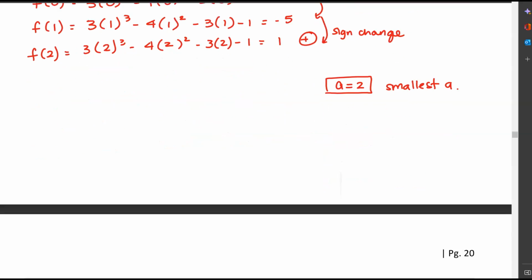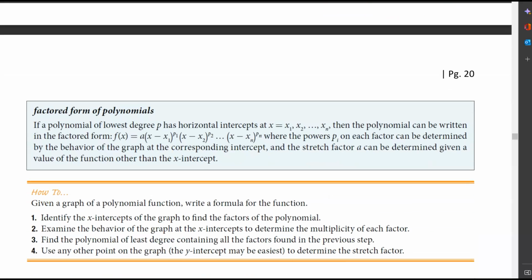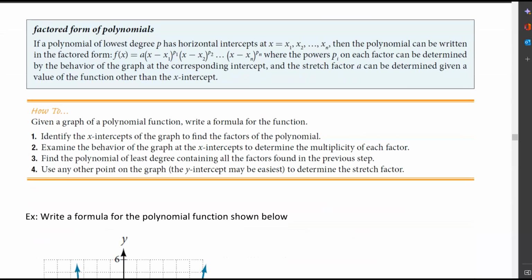Okay. All right. Factored form of polynomials. So if a polynomial of the lowest degree, p, has horizontal intercepts x, then the polynomial can be written in factored form such as this, where the power pi on each factor can be determined by the behavior of the graph in corresponding intercepts. And the stretch factor a can be determined given a value of the function other than the x-intercept.